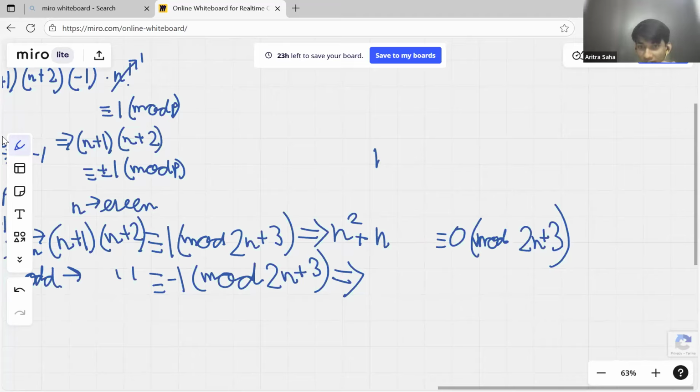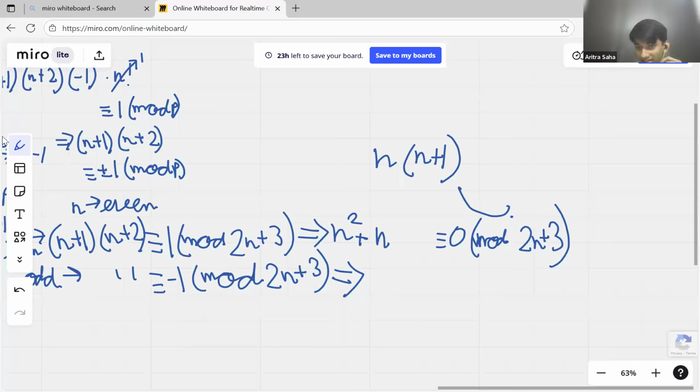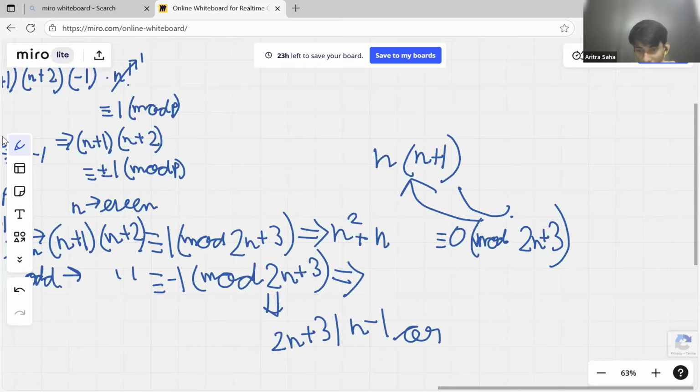mod 2n plus 3. So n into n plus 1 being 0 mod 2n plus 3. But 2n plus 3 is prime itself. So it has to divide one of them, but this is bigger than both the things. So it can't divide one of them. That is false. And from here you will get 2n plus 3 divides n minus 1 or n plus 2. So only for n equals 1 does this satisfy. Otherwise, this should be greater than everything. And only 0 can occur here when n equals 1. So the only solution of the equation is n equals 1.